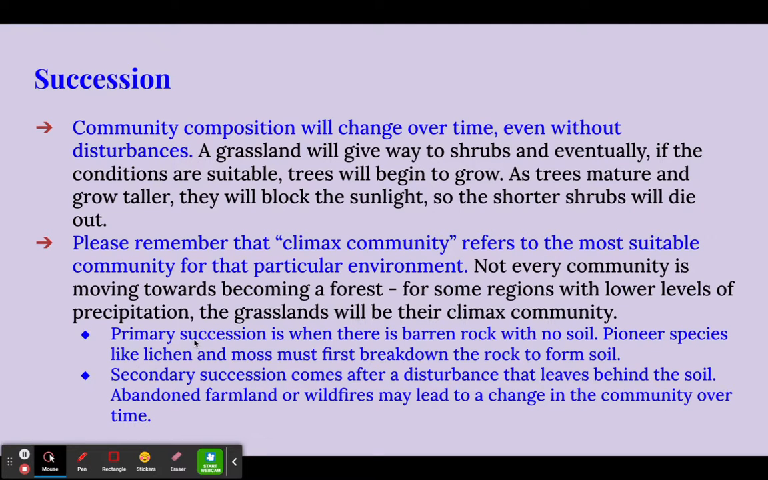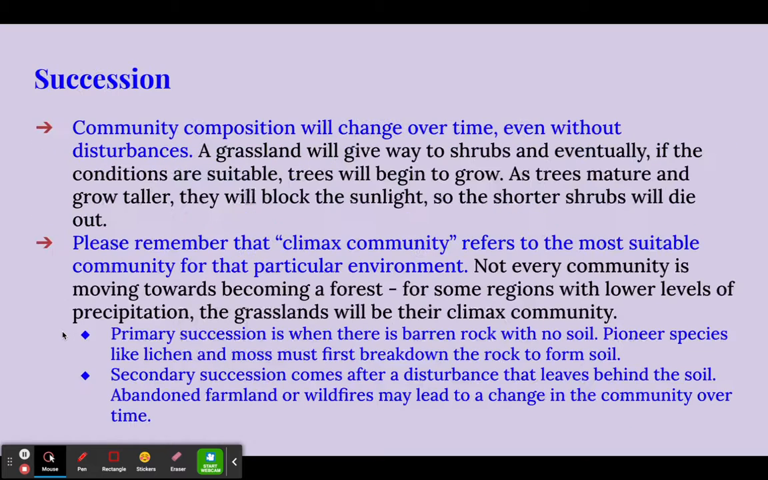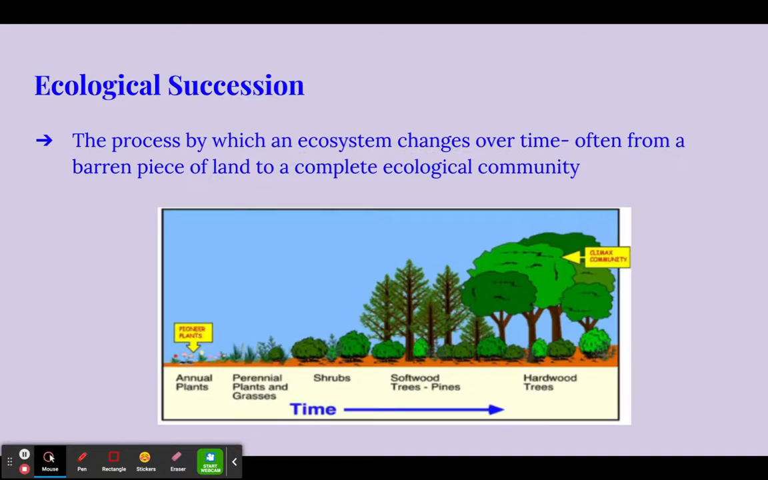So primary succession, which we saw in that sort of picture, is when there's barren rock and no soil. Pioneer species, things like lichen and moss, can go in and actually break down the rock to form soil. This is how we start to build actual ecological succession.